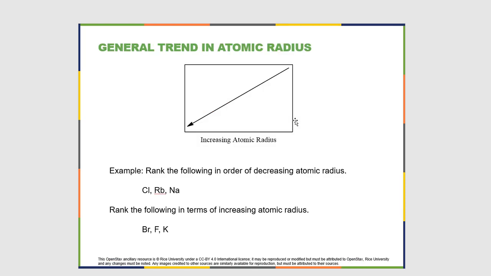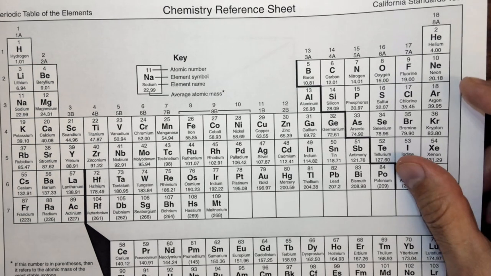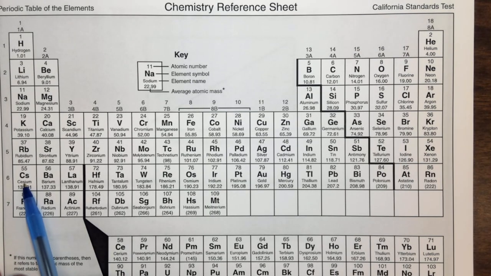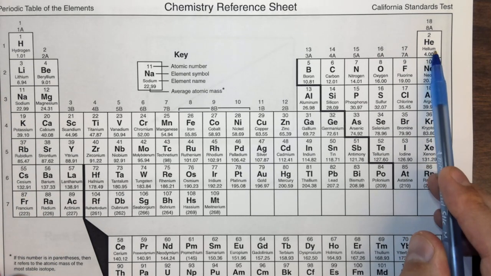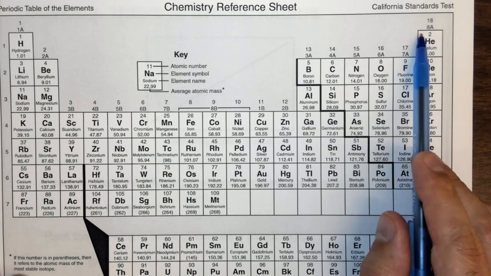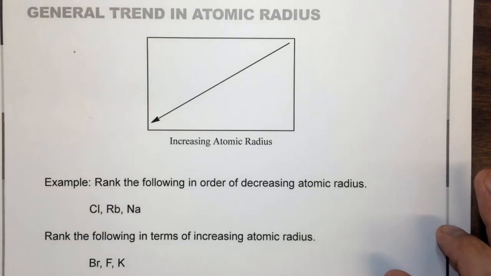And again, we get to this general trend of increasing atomic radius as we go down and to the left. So essentially what we can think of, if we look at a periodic table, is cesium is the biggest, and helium is the smallest. And as we go down and across, they get larger and larger and larger. So let's look at a question you might be asked.